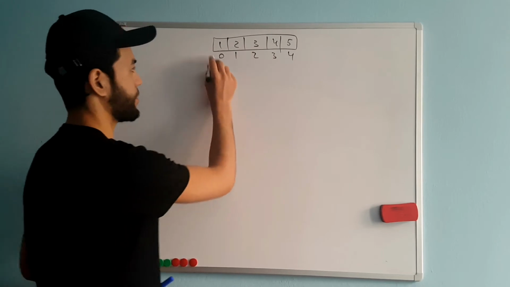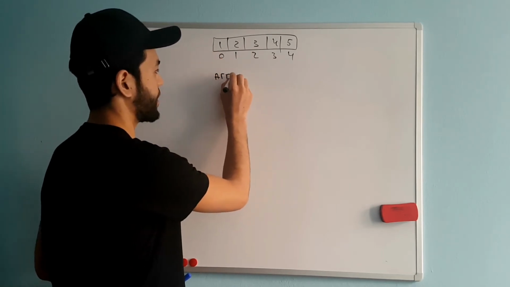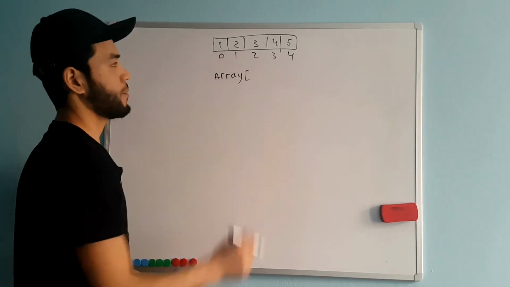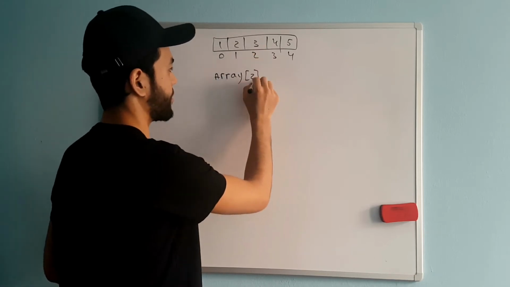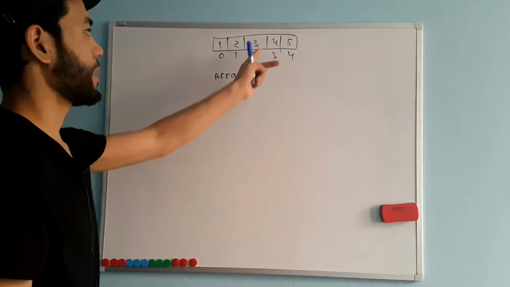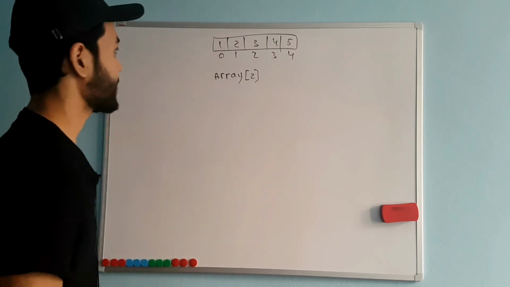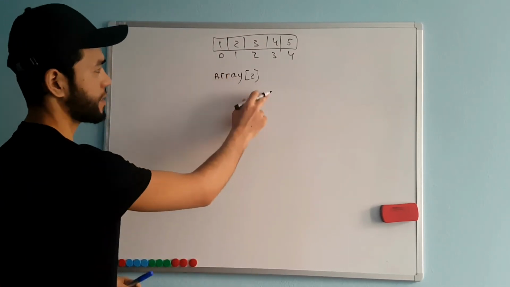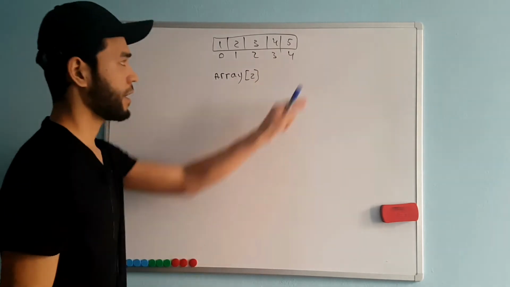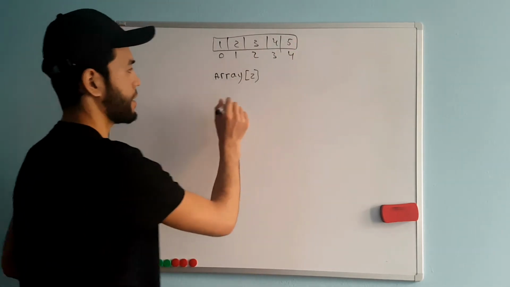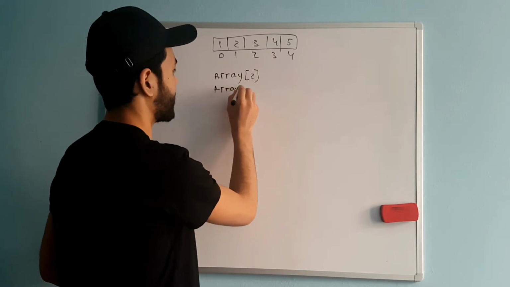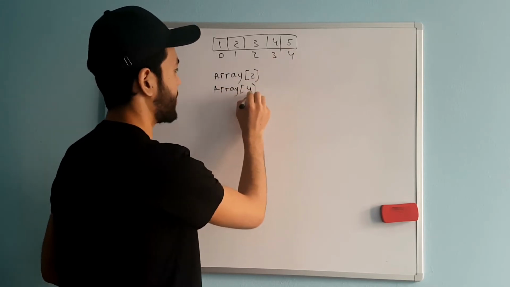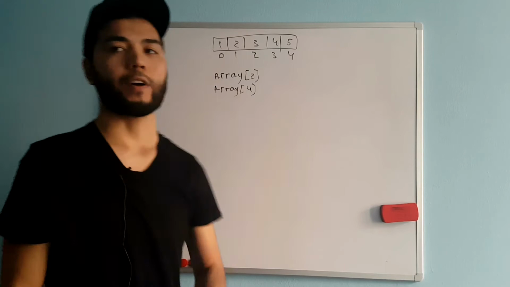These indexes are for accessing any given number from the one-dimensional array. If I'm going to access the 3, I just write the index, which is 2, and it returns me the 3. Also, if you're going to access the last element of the array, which is the 5, I just write array at index 4, and it returns me the 5.